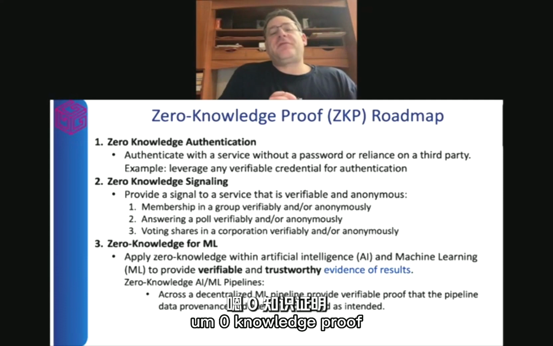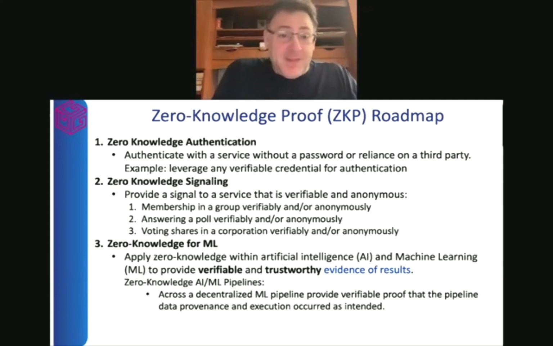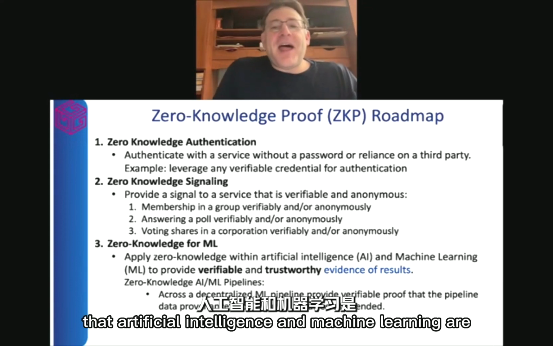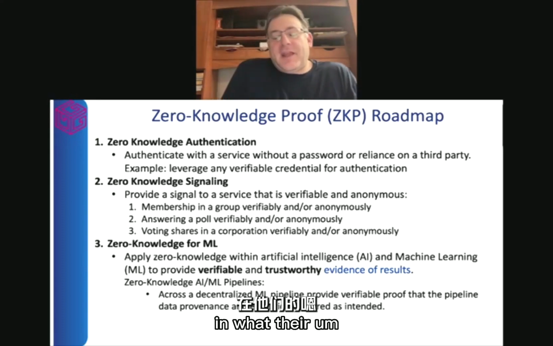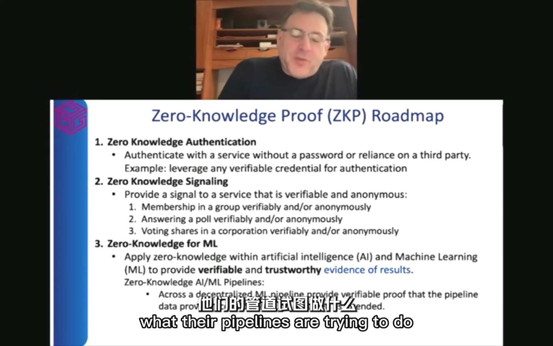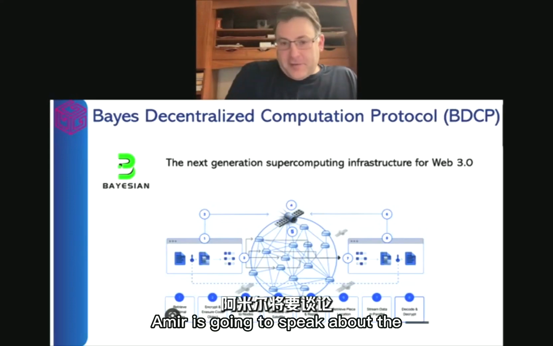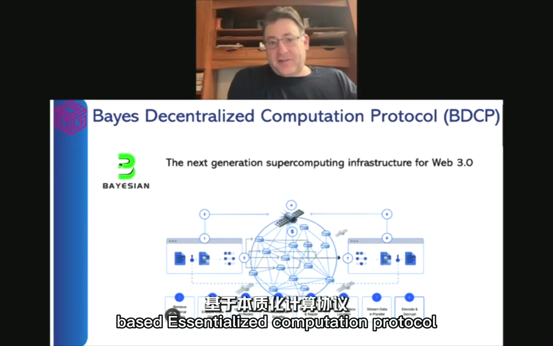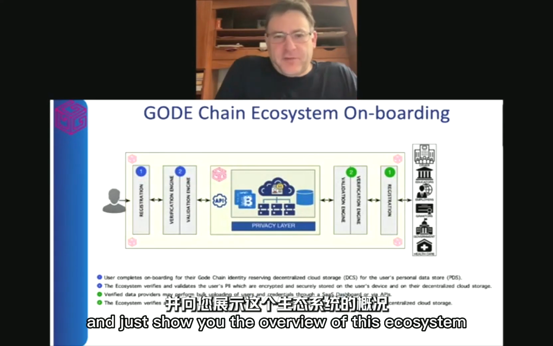And the last zero knowledge proof project in the roadmap is zero knowledge for machine learning. The idea that artificial intelligence and machine learning are verifiable and trustworthy in what their pipelines are trying to do. And Amir is going to speak about the Bayes decentralized computation protocol, so I'm going to move on and just show you the overview of this ecosystem.